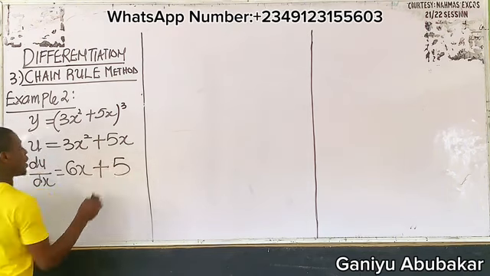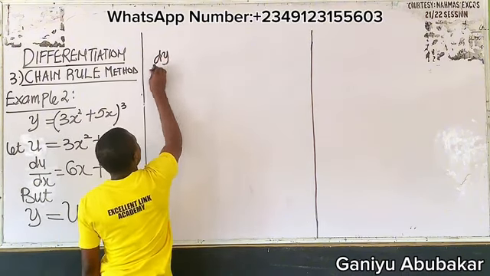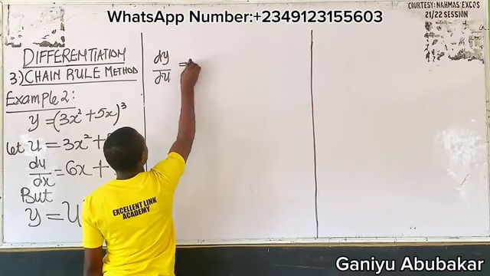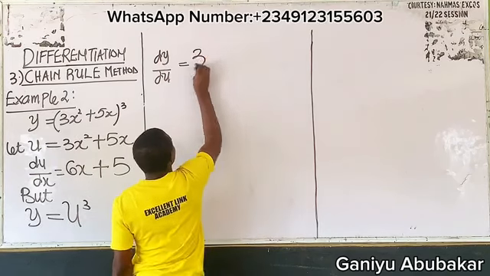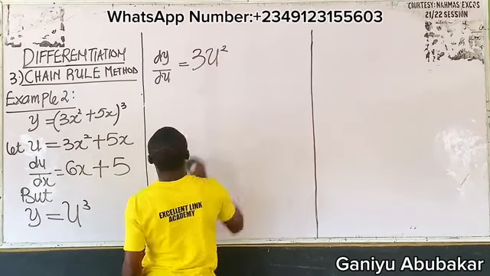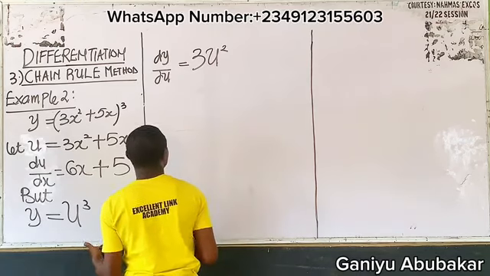You now say, but y is equal to everything here, which as you can see is u. So I'll put u, and the power here is 3. I'll differentiate y with respect to u. So I'll have dy/du equal to, if I differentiate u to the power 3, I'll have 3u squared. At this point now, I'll apply the chain formula, right?